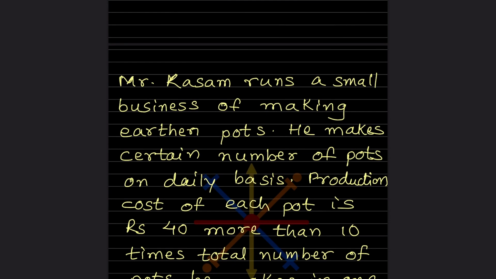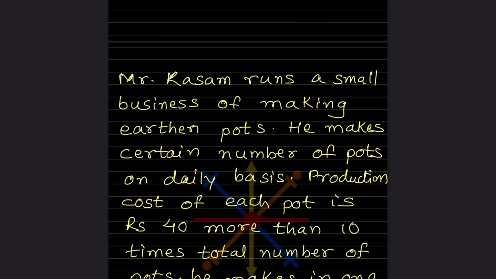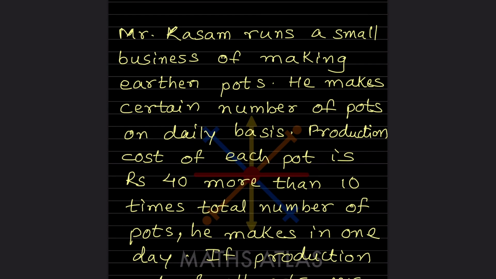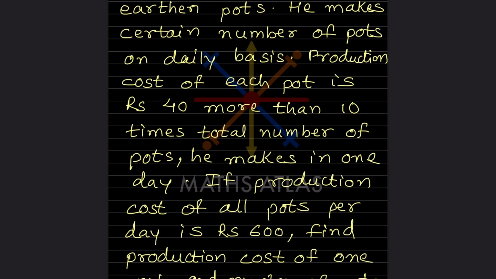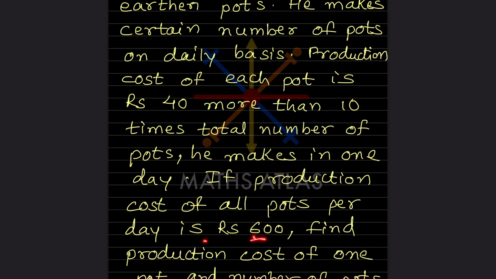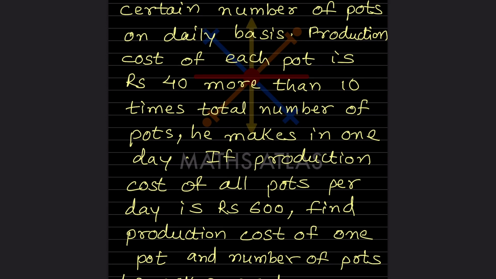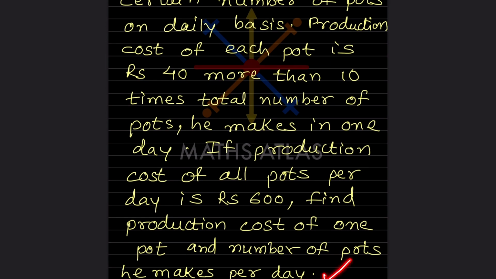Now the next one says that Mr. Kasim runs a small business of making earthen pots. He makes a certain number of pots on a daily basis. Production cost of each pot is rupees 40 more than 10 times the total number of pots he makes in one day. If production cost of all pots per day is rupees 600, find the production cost of one pot and the number of pots he makes per day.